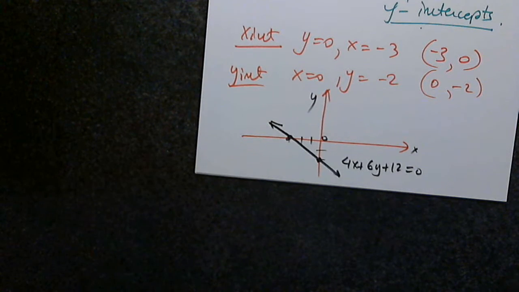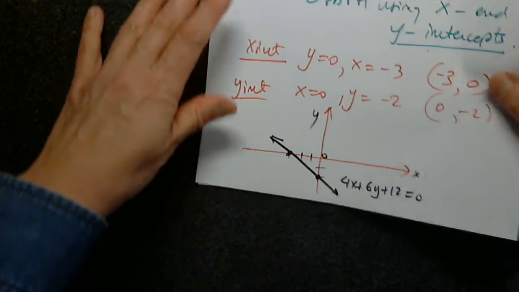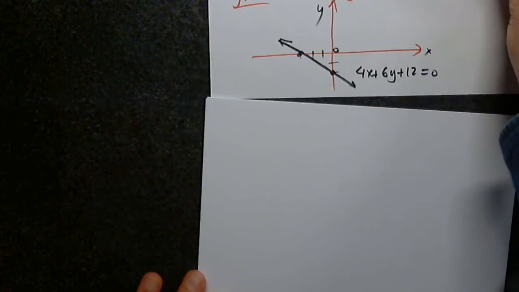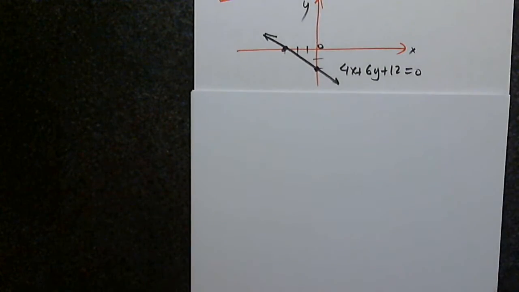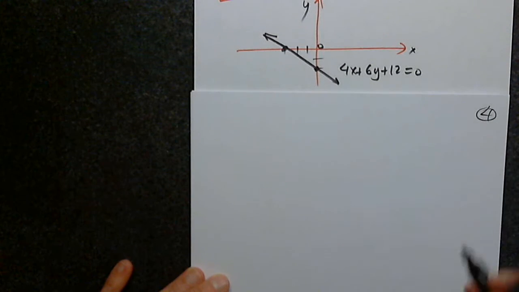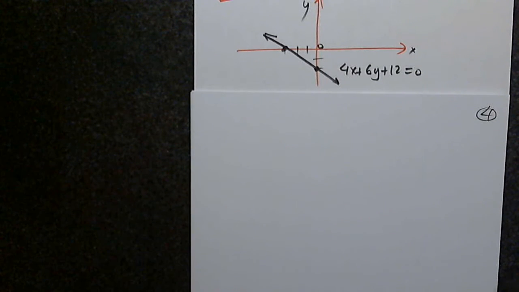Yes, with x and y intercepts? Graphing, you mean? Exactly what you just did. So graphing using the x and y intercepts? Okay. Very good.